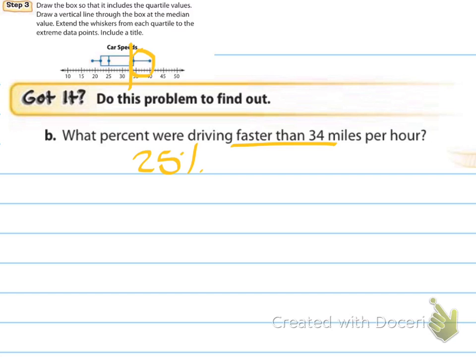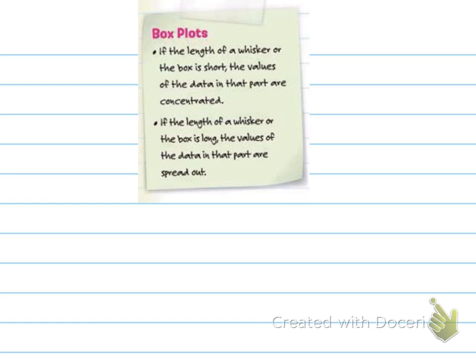34 miles per hour was our quartile 3, and so faster than that is only that very last whisker there, which is 25% of the data. The box plots, it says if the length of a whisker or box is short, the values of the data in that part are concentrated. If the length of the whisker or box is long, the values of the data in that part are spread out. Weird, because I feel like I just said that and made you guys write it.